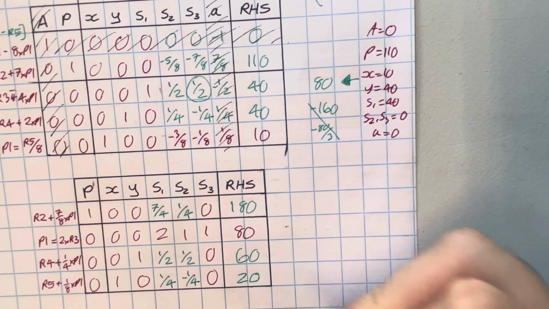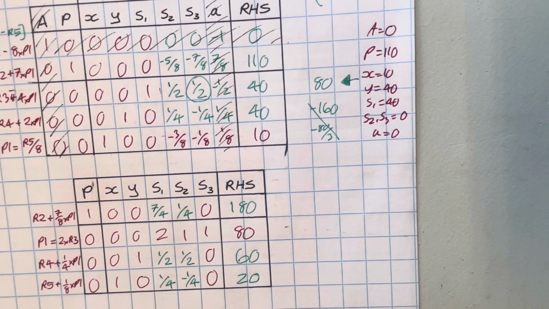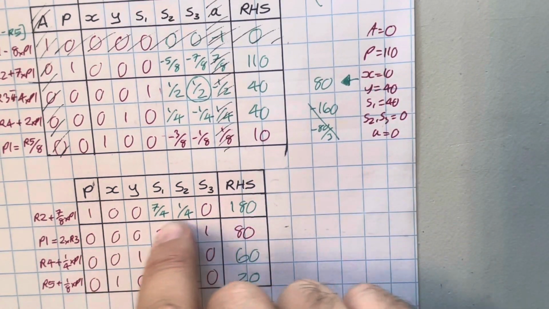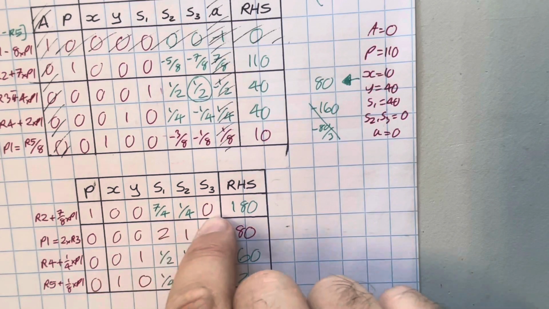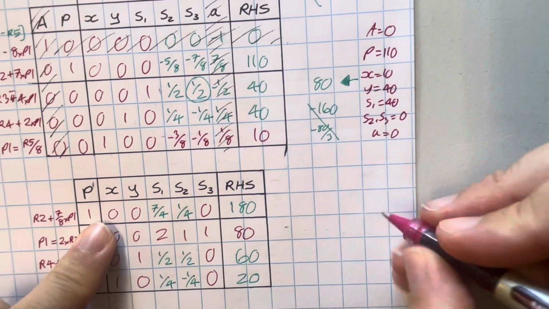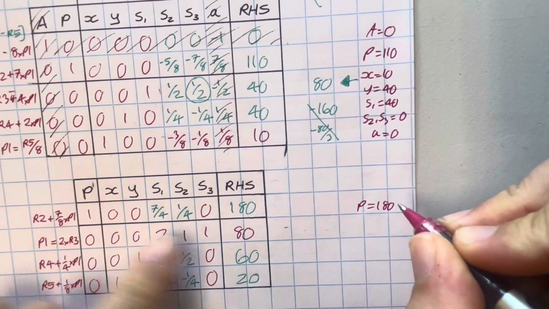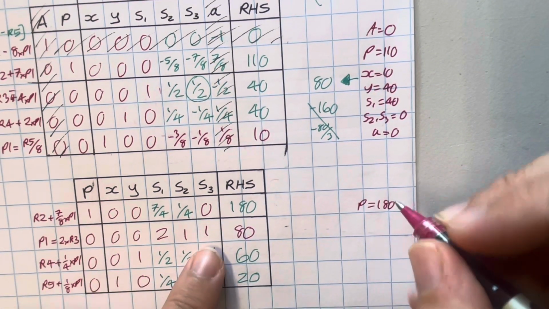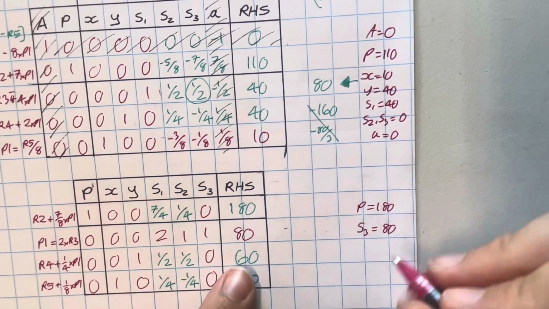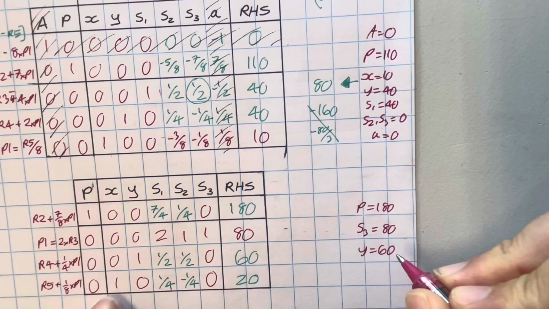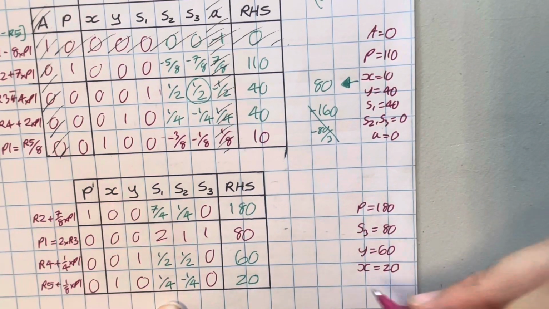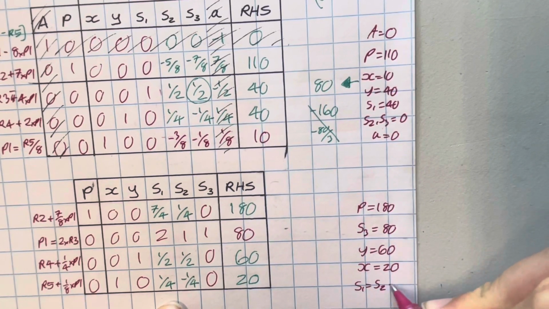There we go. We are now at the optimal vertex because there's no negatives in our objective row. Okay, they're all positive in there. So we've maximised P. All right, so let's extract the values from this. P is 180. S3, so our surplus, is 80. Y is 60. X is 20. And S1 and S2 are both 0.